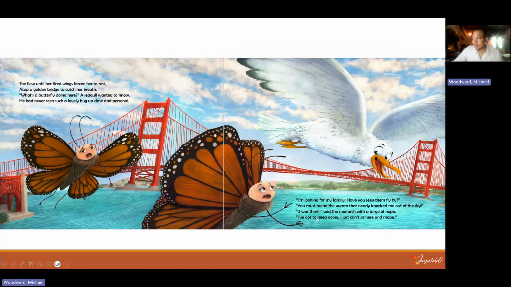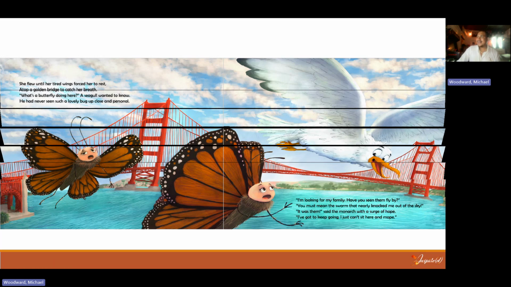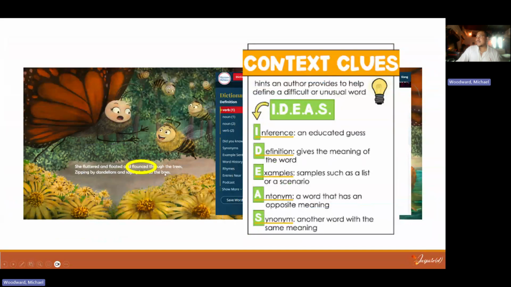There's another one. Let's skip to it. I've got to keep going. "I just can't sit here and mope." So mope is the vocabulary word. Oh, I didn't even say for flounced, we gave examples. I gave a list. So I gave three synonyms that all share very similar, graceful, beautiful movement with determination. So that was the context clue. And there's more than one. Don't think there's just one answer.